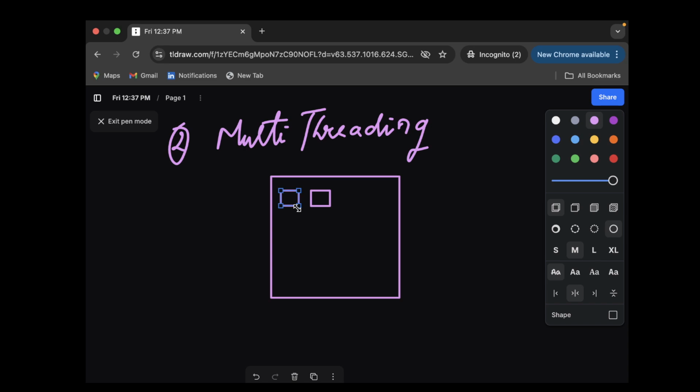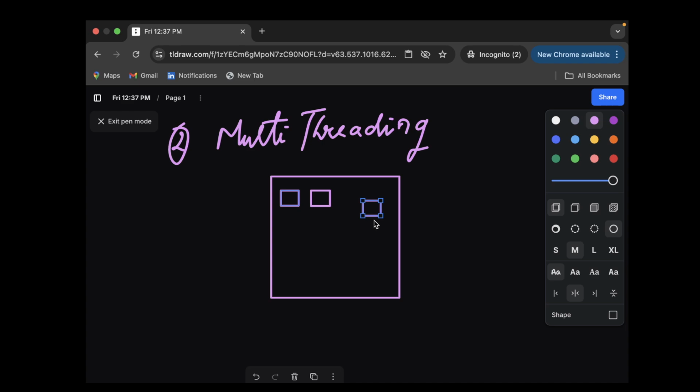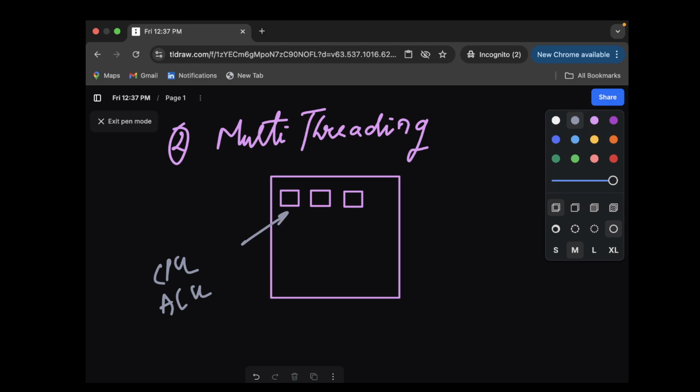Let's select and then, so we don't want our program to stop, right? Instead we want to let that program be. So these are all CPU ALU things, right? So you have CPU and ALU.